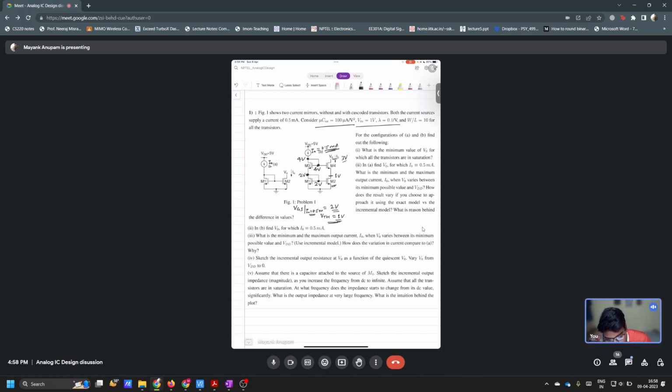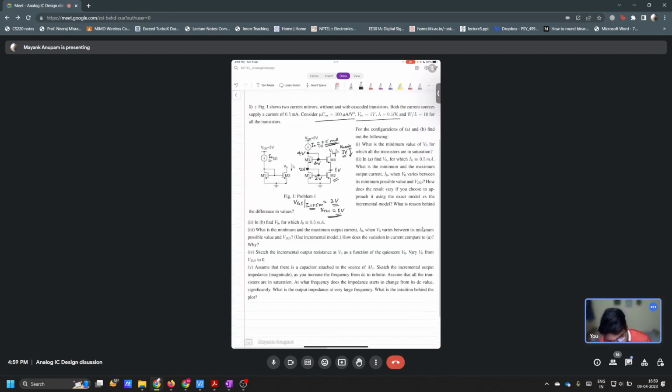So the minimum voltage at this point is what? 3 volt, correct? If you go lower than this, then M4 will first go out of saturation, okay? And after that M2 will go out of saturation. Always remember that in a cascode connection, the most critical is this transistor M4, which is directly at the output. That transistor is most susceptible to going out of saturation when the output decreases.